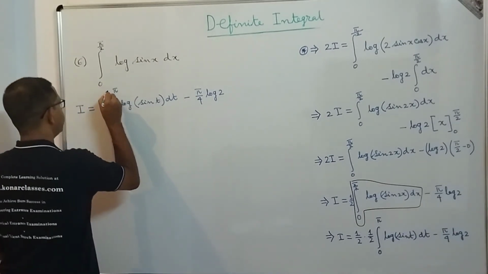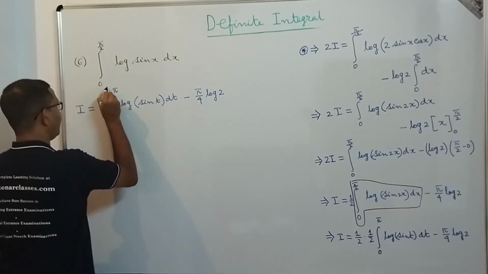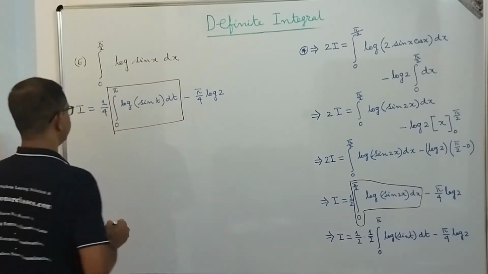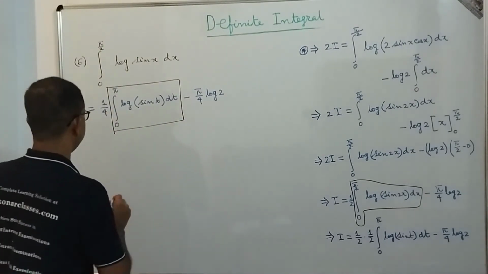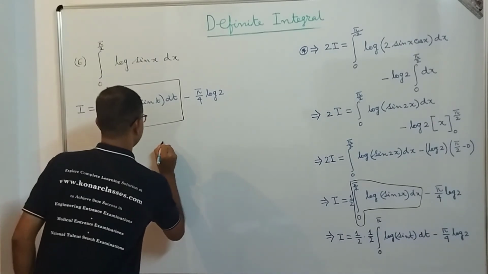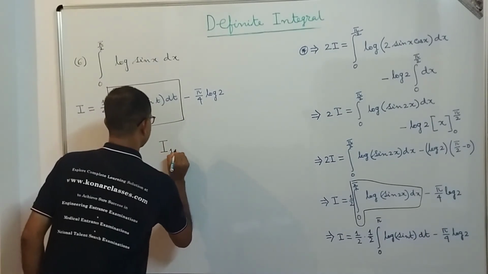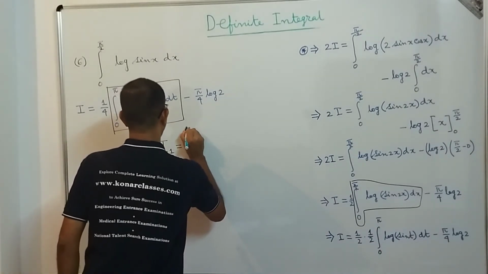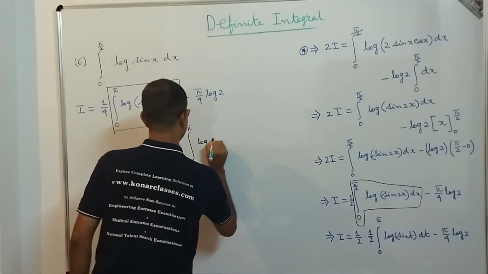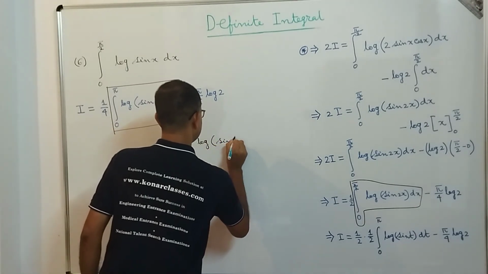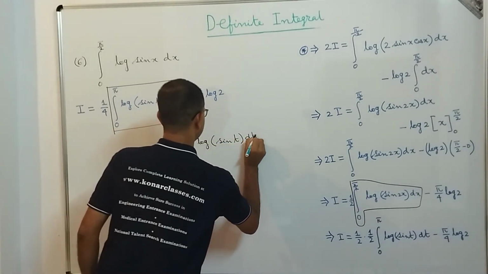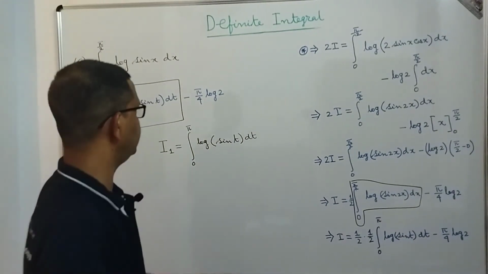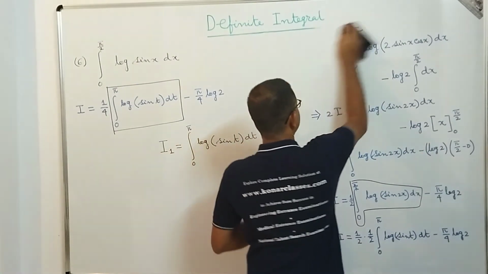Now let us concentrate on finding the value of this definite integral. Let us consider this definite integral as I1. So I1 is equal to the integration from 0 to pi of log sin t dt.